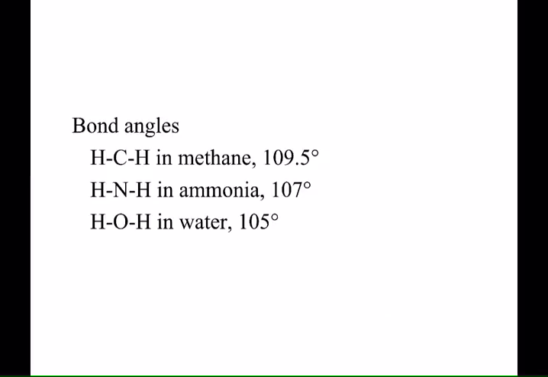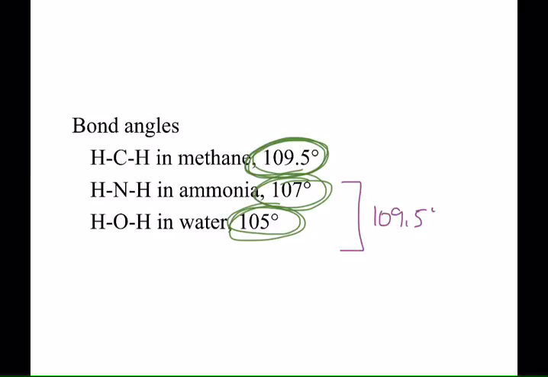Okay, so here we have some numbers to go along with what I was just telling you. Again, methane, since it's connected by sigma bonds to four equal atoms, is 109.5, ammonia a little less, 107, and water a little less than that, 105 degrees. But put another way, 109.5 degrees is what I'm looking for on these. Okay? Let me know if you have any questions.